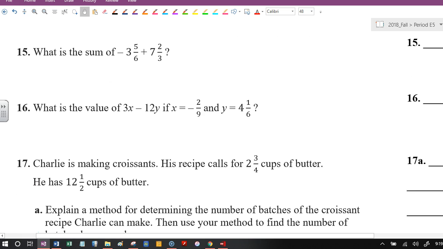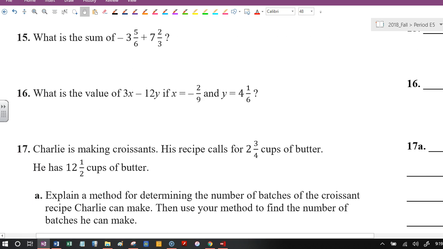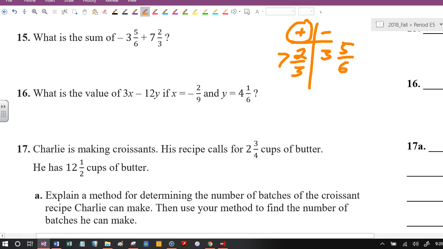Alright, so Potato Chip, help us out here. So negative 3 and 5/6 and positive 7 and 2/3. Because it says sum, that means you're adding, and since you're adding positives and negatives, you have to make the scoreboard. So you get the positives and the negatives. You put 3 and 5/6 under the negatives, and 7 and 2/3 under the positives. Positives are going to win the game. And how much do they win by? Well, that means we have to subtract. Good. So we know our final answer will be positive, and we need to subtract.